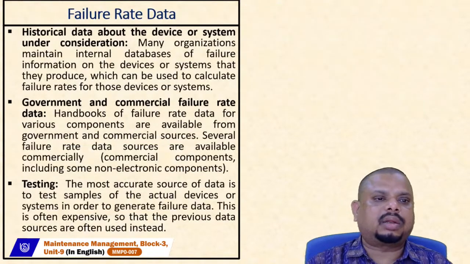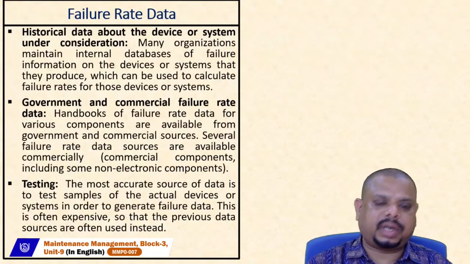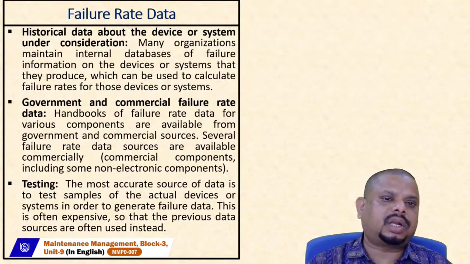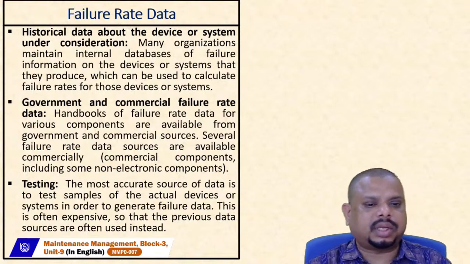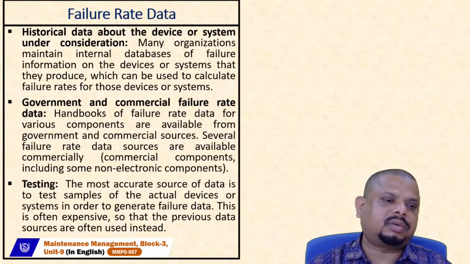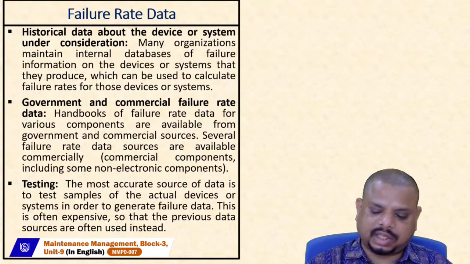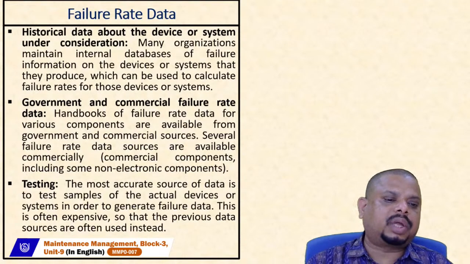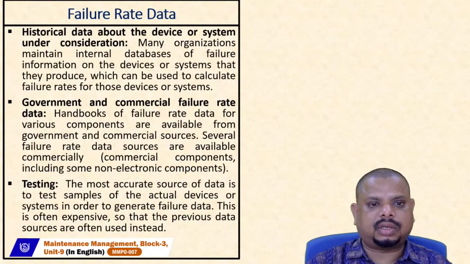The exponential density function is equal to lambda, and lambda is none other than the failure rate. Then we have to understand the different failure rate data with the help of historical data about the devices or the systems under consideration. Government and commercial agencies provide the failure rate data through handbooks. And we are also testing the different failure data, where data accuracy is the most important parameter to calculate the results of failures.